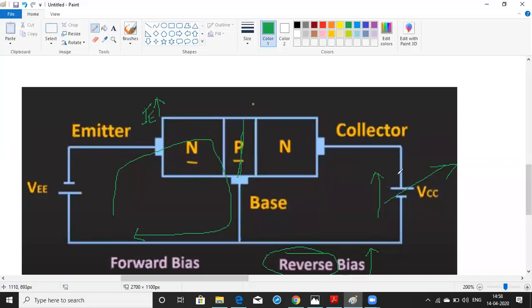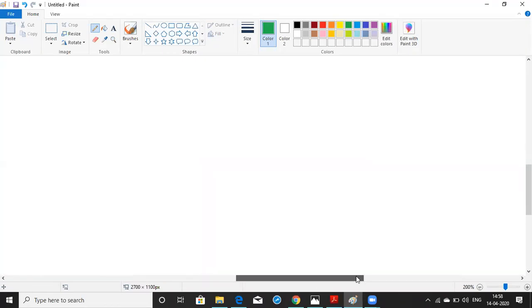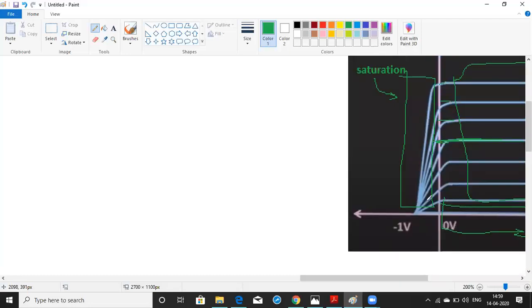Now we have connected the negative terminal here instead of the positive terminal. When you connect the negative terminal, there is no path for the collector current, because the electrons are repelled back towards this junction. Therefore, the collector current will keep decreasing in the saturation region.